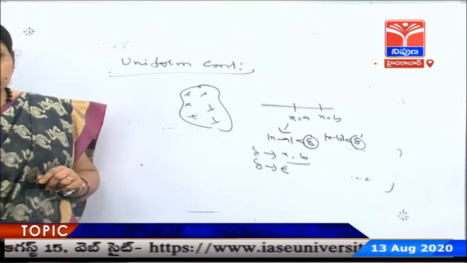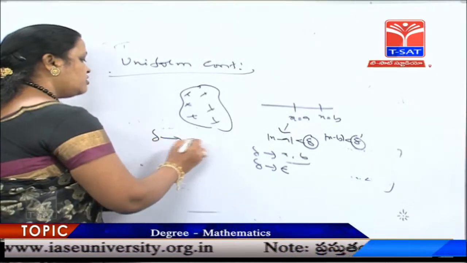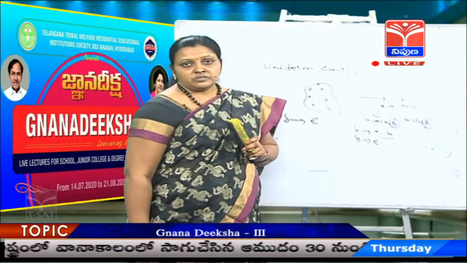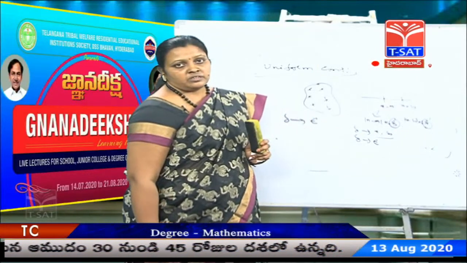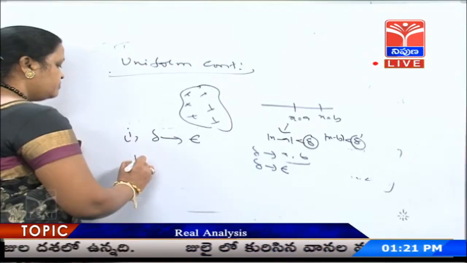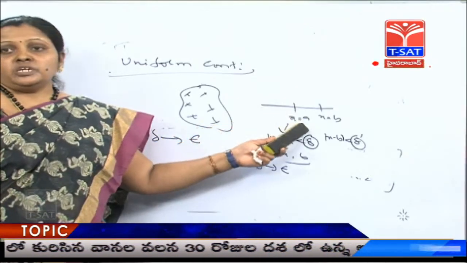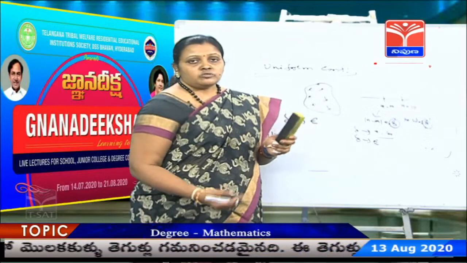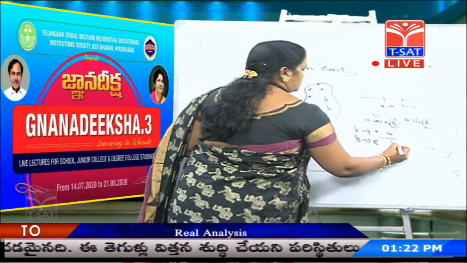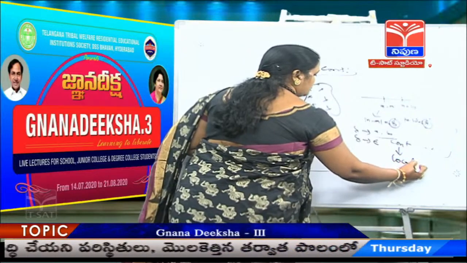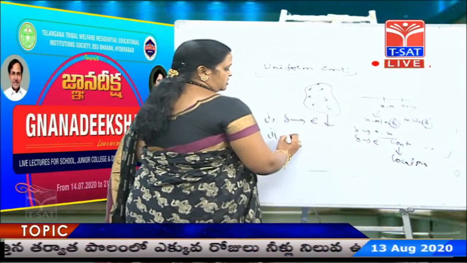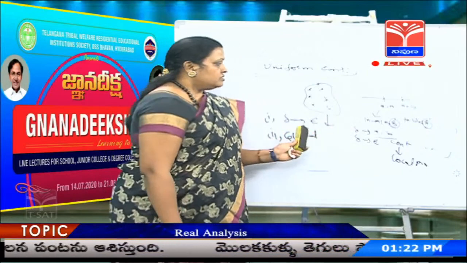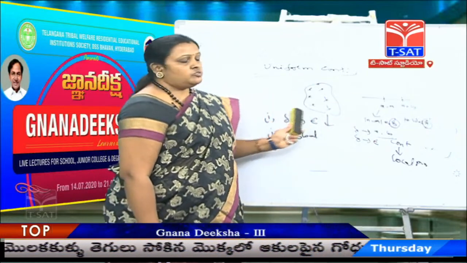Whereas in uniform continuity, delta depends only on the value of epsilon. That is one difference you can observe between continuity and uniform continuity. And the second difference: continuity of a function is defined only at a particular point, whereas uniform continuity can be defined throughout the domain or throughout the set. That's why continuity is said to be a local property and uniform continuity is said to be a global property. So these are the two important differences you can observe between the continuity of a function and the uniform continuity of a function.